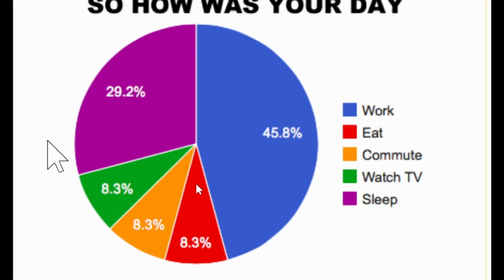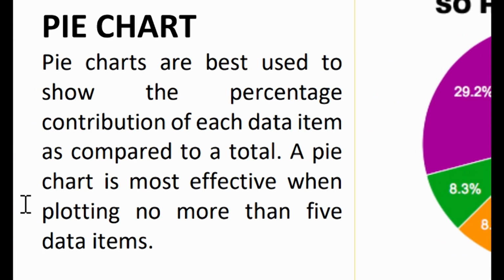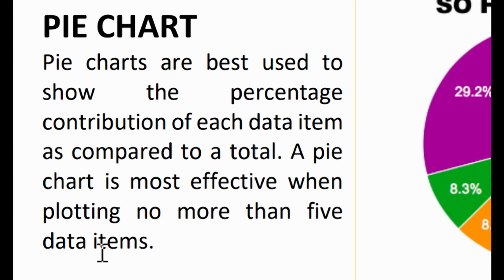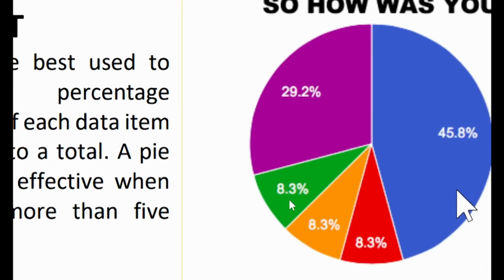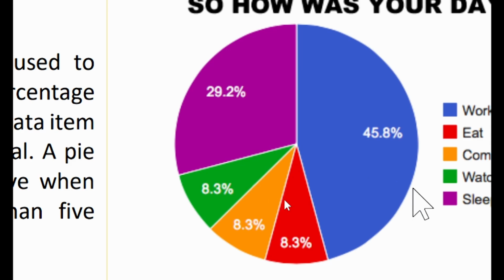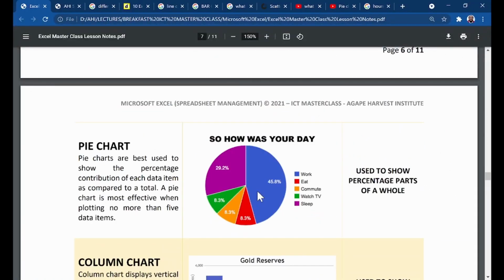But if you have a total and you want to know how much each item took out of the total, then you know that you need a pie chart. The second thing is that we don't use a pie chart if the items are more than 5. A pie chart is most effective when plotting no more than 5 data items. Imagine we have 30 items on this pie chart. The slices will be so many, some of them will be so small that it will be difficult for you to even see.